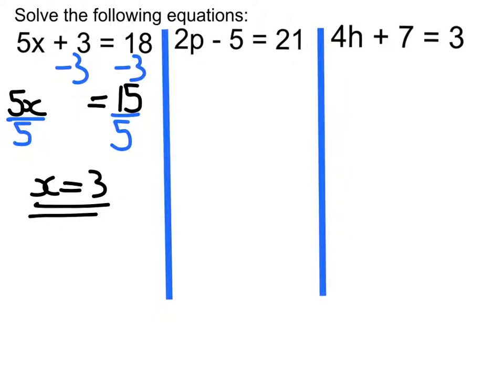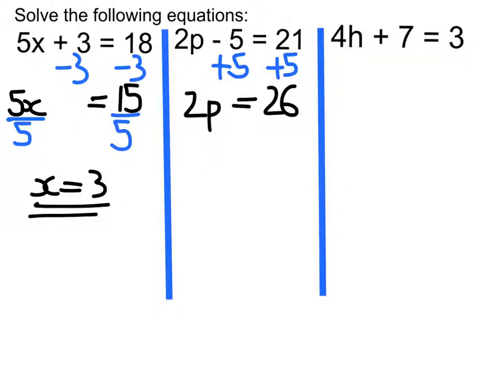So that's what I'm going to do for this next one, it's got a minus 5. I want to move that to the other side to leave the 2p on its own. So I'm going to add 5 to both sides. So that gives me 2p, because minus 5 plus 5 is 0, and 21 plus 5 is 26.